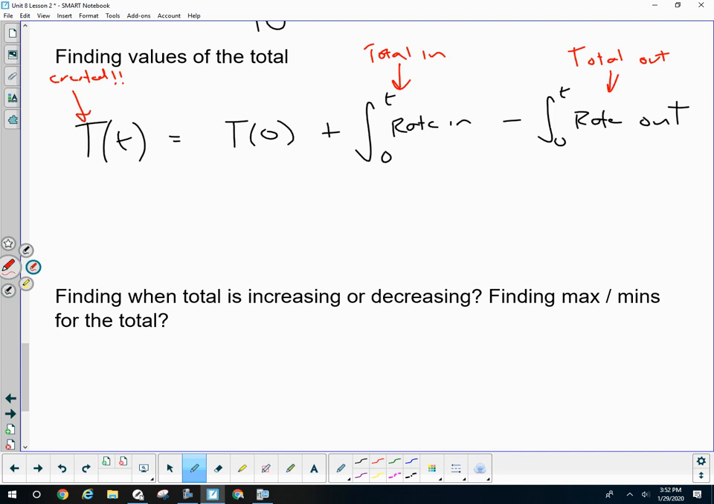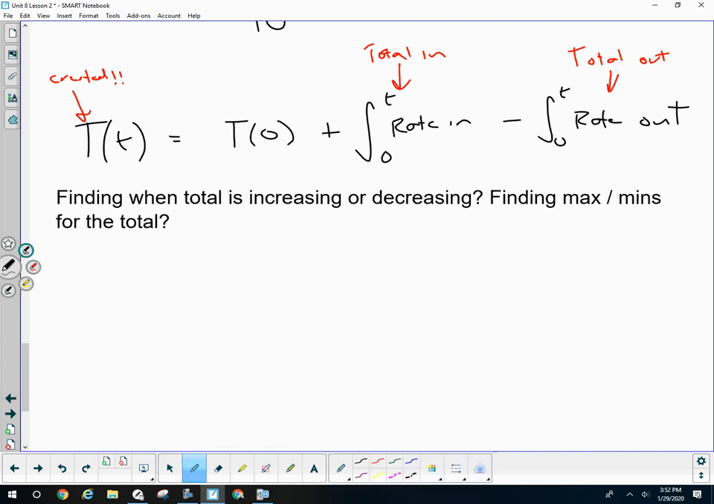Everybody, please, say it to your neighbor. You're looking at sign analysis of derivatives, right? Not everybody said it over here. So, a derivative is what we need to look at. I need T prime. I need to analyze the signs of T prime. What is T prime equal to? The rates.